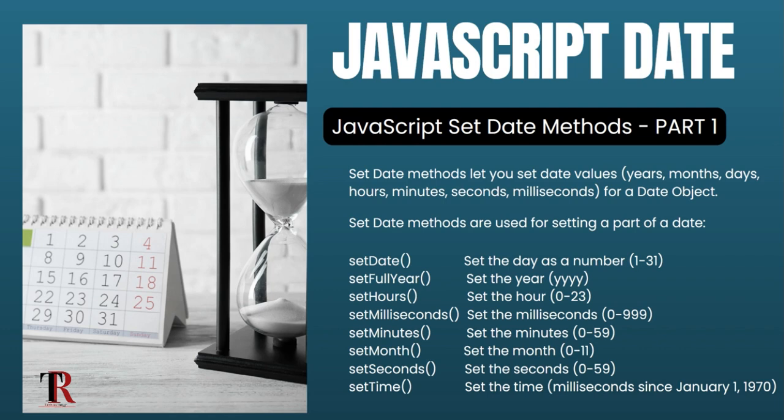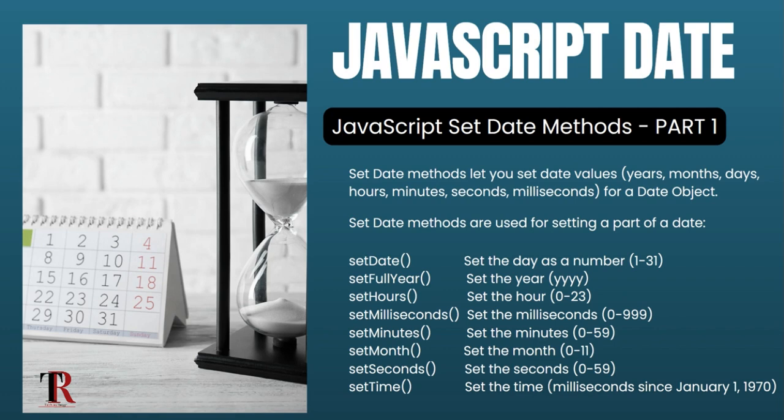So you can see now that one is the getDate method and the other is the setDate method. Now, the setDate method lets you set date values such as years, months, days, hours, minutes, seconds, and milliseconds for a date object. So set methods are used for setting a part of a date. That part could be year, month, days, hours, minutes, seconds, or milliseconds, all for a date object.